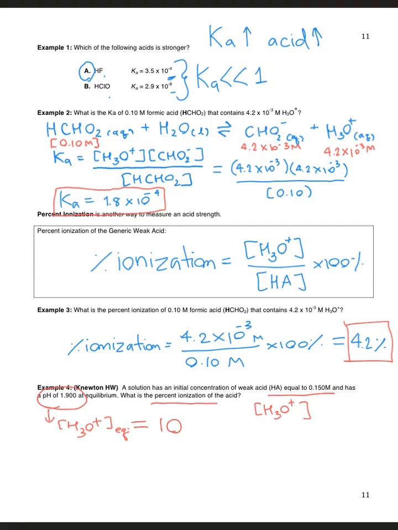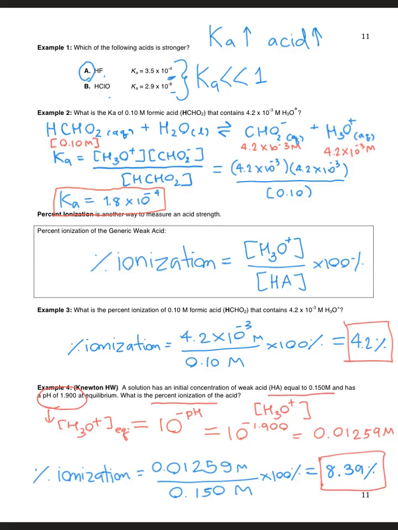equal 10 raised to negative pH. If you plug this value in, you are going to get the concentration of hydronium ion equal to 0.01259 molar. Now we know both the concentration of hydronium ion and the concentration of weak acid. That means if you plug these two values back into the percent ionization equation, you should be able to obtain the percent ionization, which is equal to 8.39 in this case.